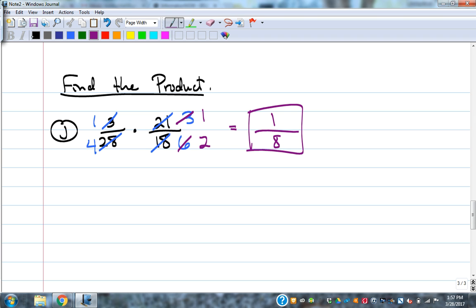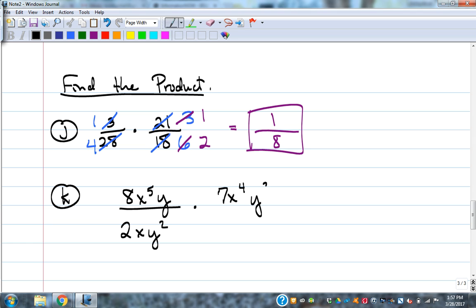So let's get a problem that's got some letters in it, because that's the fun part. Math's not fun unless it's difficult. This is probably not very much fun for some of you.